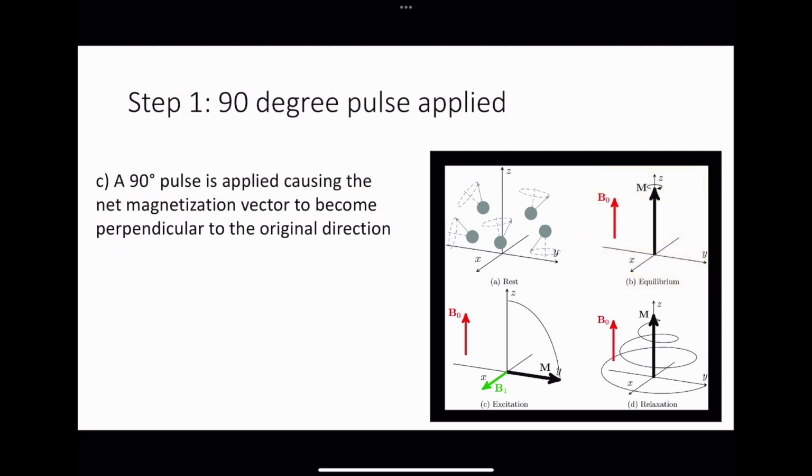Step 1 of the actual spin echo sequence is shown as step C in this photo, and it is when a 90-degree pulse is applied to the net magnetization vector, shown as the black arrow labeled M. This becomes perpendicular to the original orientation. This is achieved by eliminating longitudinal magnetization and generating a transverse magnetization vector by synchronizing the precession of the protons. This step is seen highlighted in yellow.